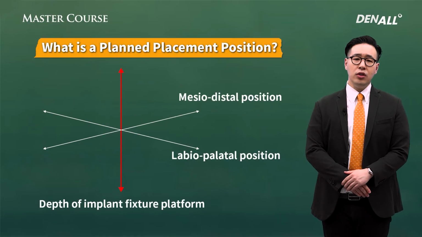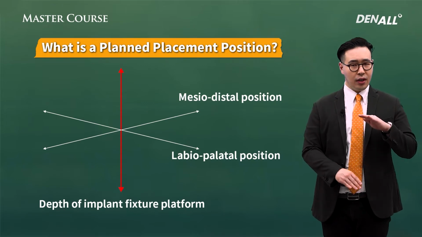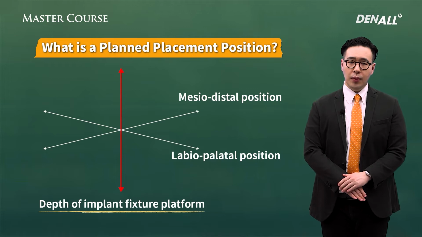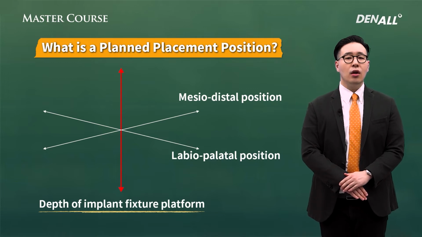The vertical position of implants, that is the distance from the platform to the top plane of tissue, greatly affects long-term survival and health of tissues around the implant.